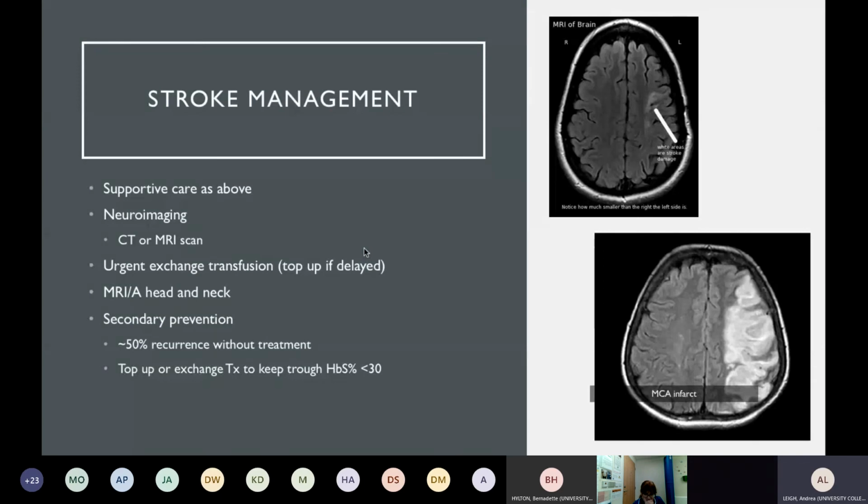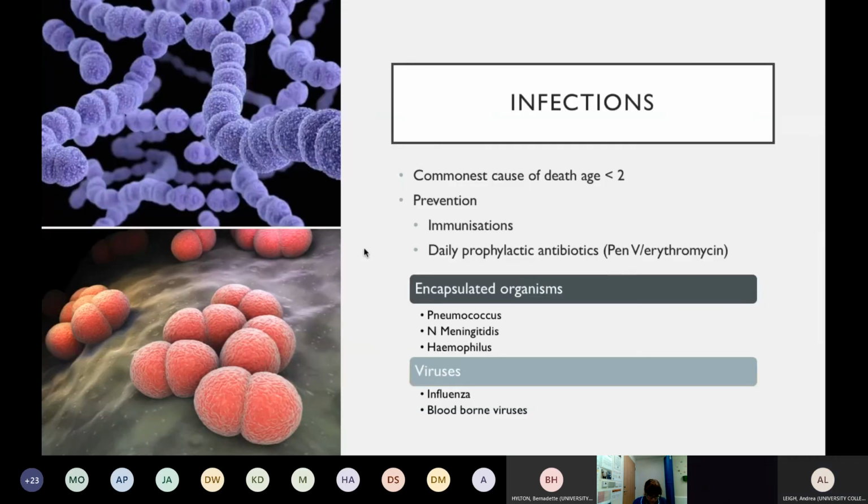Even if you're well transfused with a hemoglobin S percentage less than 30, you've still got around a 20% risk of having a second stroke if you've had a first stroke. So it's really the primary stroke prevention that is critical for these children.